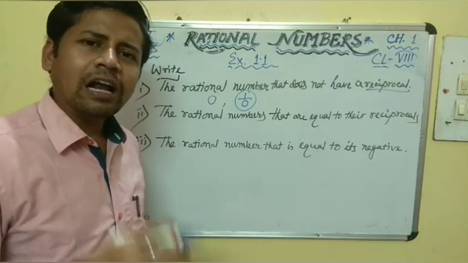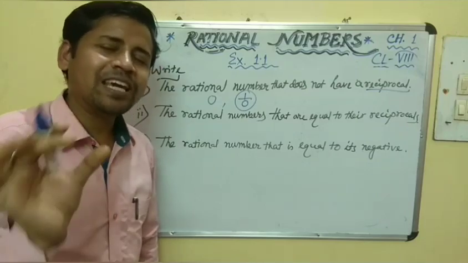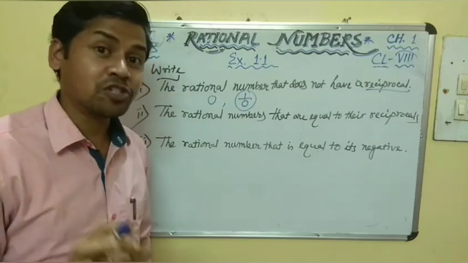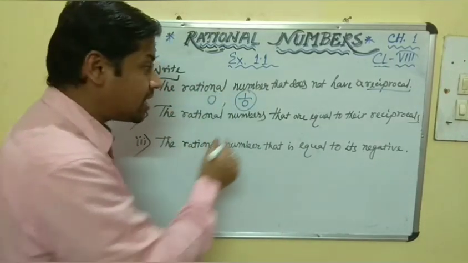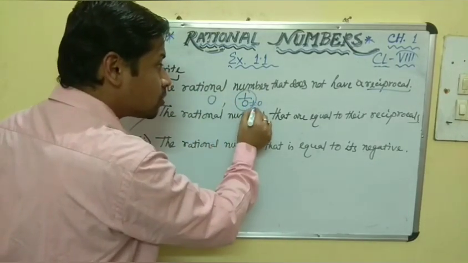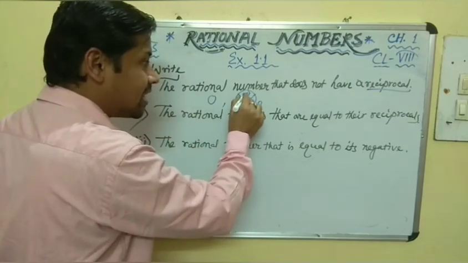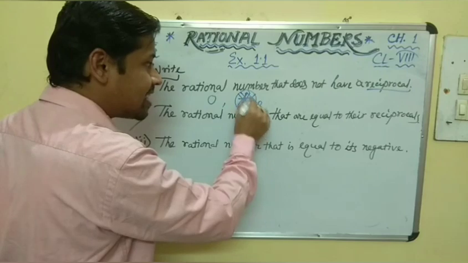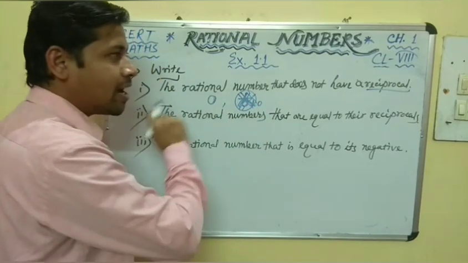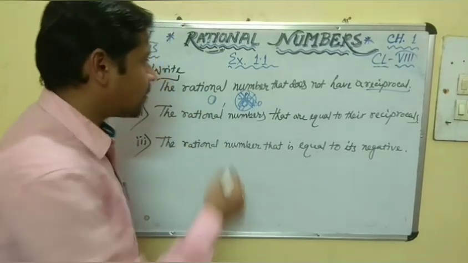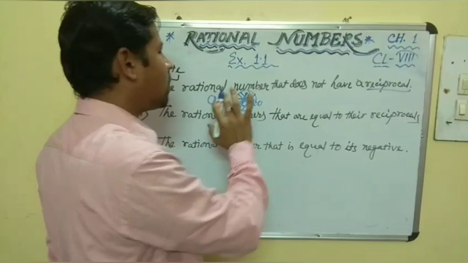That means it is not a rational number, because according to the definition of a rational number, the numbers which can be expressed in p by q form, where p and q both are integers and q not equals to 0. Here in p by q form, q is 0, but it should not equal 0. So we can't say this is a rational number. It does not exist in rational numbers. So that's why 0 alone has no reciprocal. I think it is clear. 0 is the rational number which has no reciprocal.